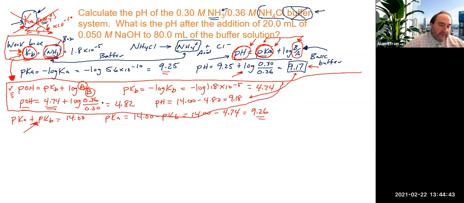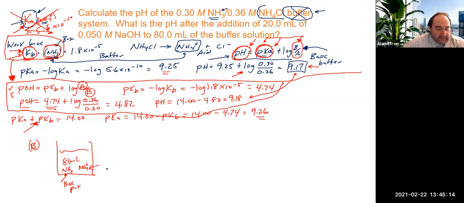Now, the second part of the calculation is, now that we have this buffer made, basically 80 milliliters of it. So in part B here, we have 80 milliliters of this buffer, which contains those two things, NH3 and NH4 plus floating around as our buffer. Again, we can think of it the same way. This is the base part of the buffer. This is the acid part of the buffer.